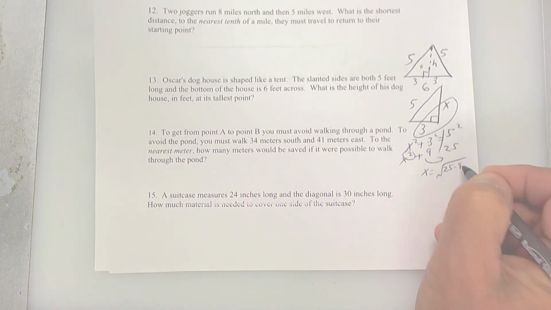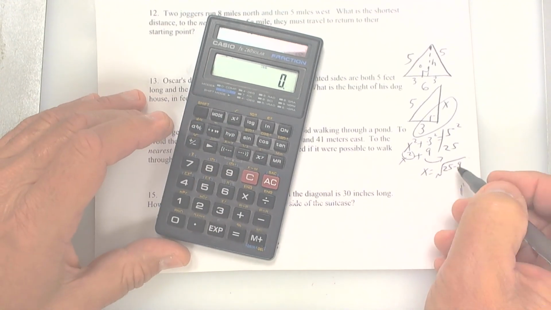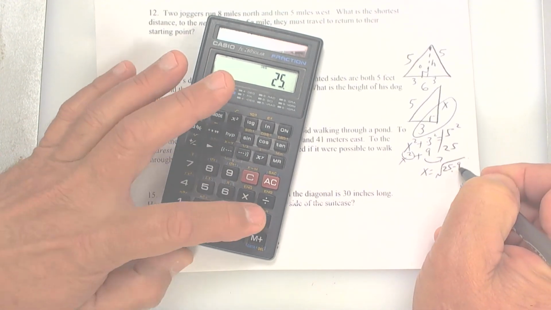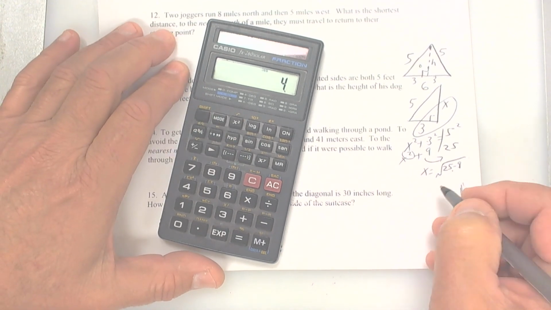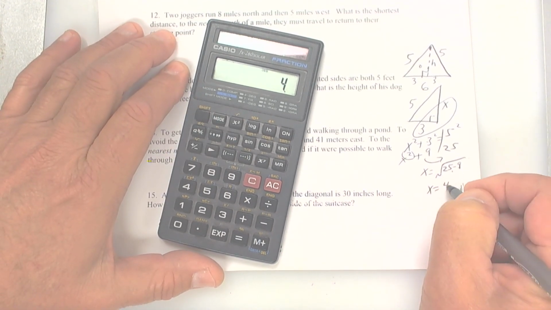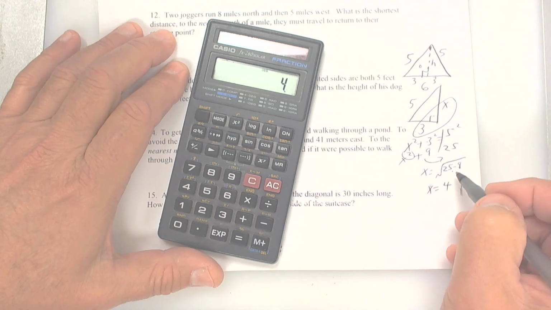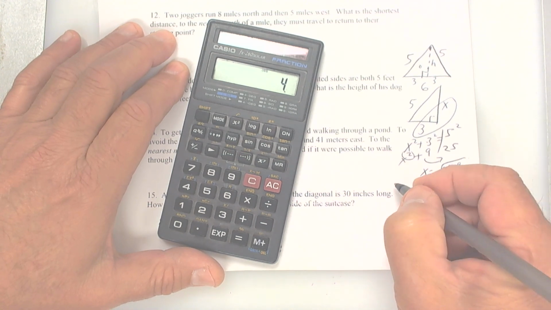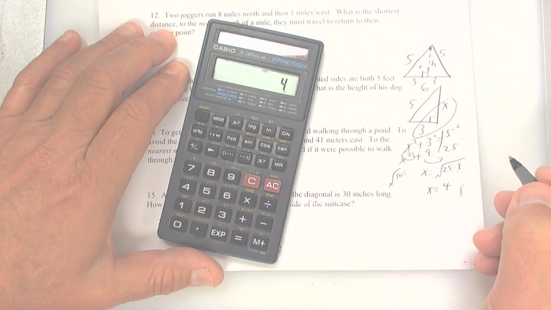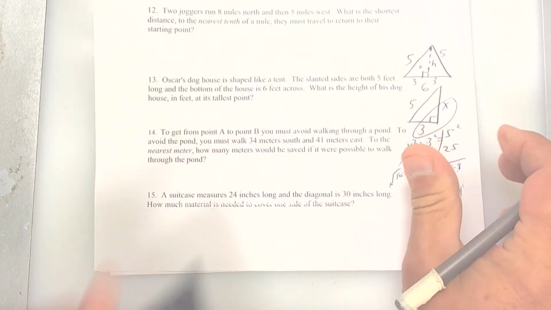So let's get our calculator. Get your calculator out. 25 minus 9, press equals, and then shift square root. So I get 4, okay? If you don't have a calculator, you're just going to leave it as the square root of whatever that is. 25 minus 9 is 16. So you would just say the square root of 16, but you should know that the square root of 16 is 4.